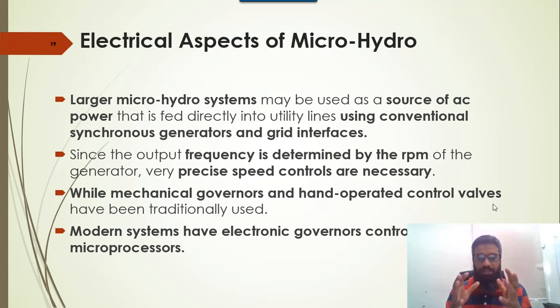So, actually we need to develop 50 hertz of frequency. In order to develop 50 hertz, we control the RPM through some control circuit and maintain the speed which can produce 50 hertz. While mechanical governor and hand operator control of the valve have been traditionally used, modern systems have electronic governors controlled by the microprocessor.